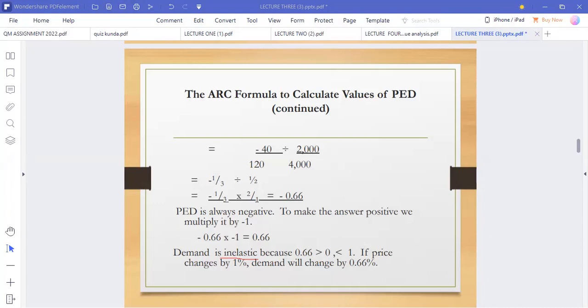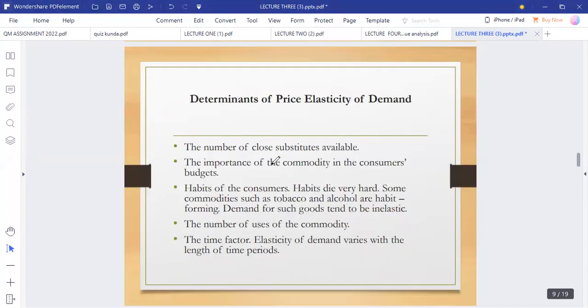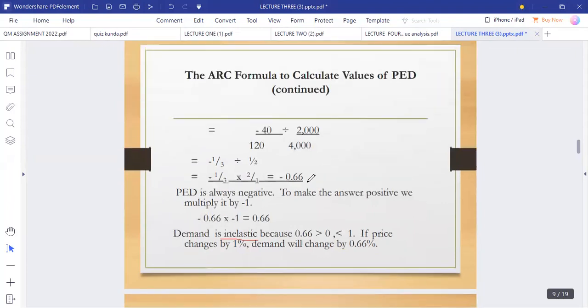So another thing we need to also know about elasticity, we already talked about the determinant, the number of close substitutes. Okay, the importance of the commodity also will determine the elasticity. Mr. Collins. Yes, please. Why is the demand inelastic? Okay, there's a question there. Why is demand inelastic?